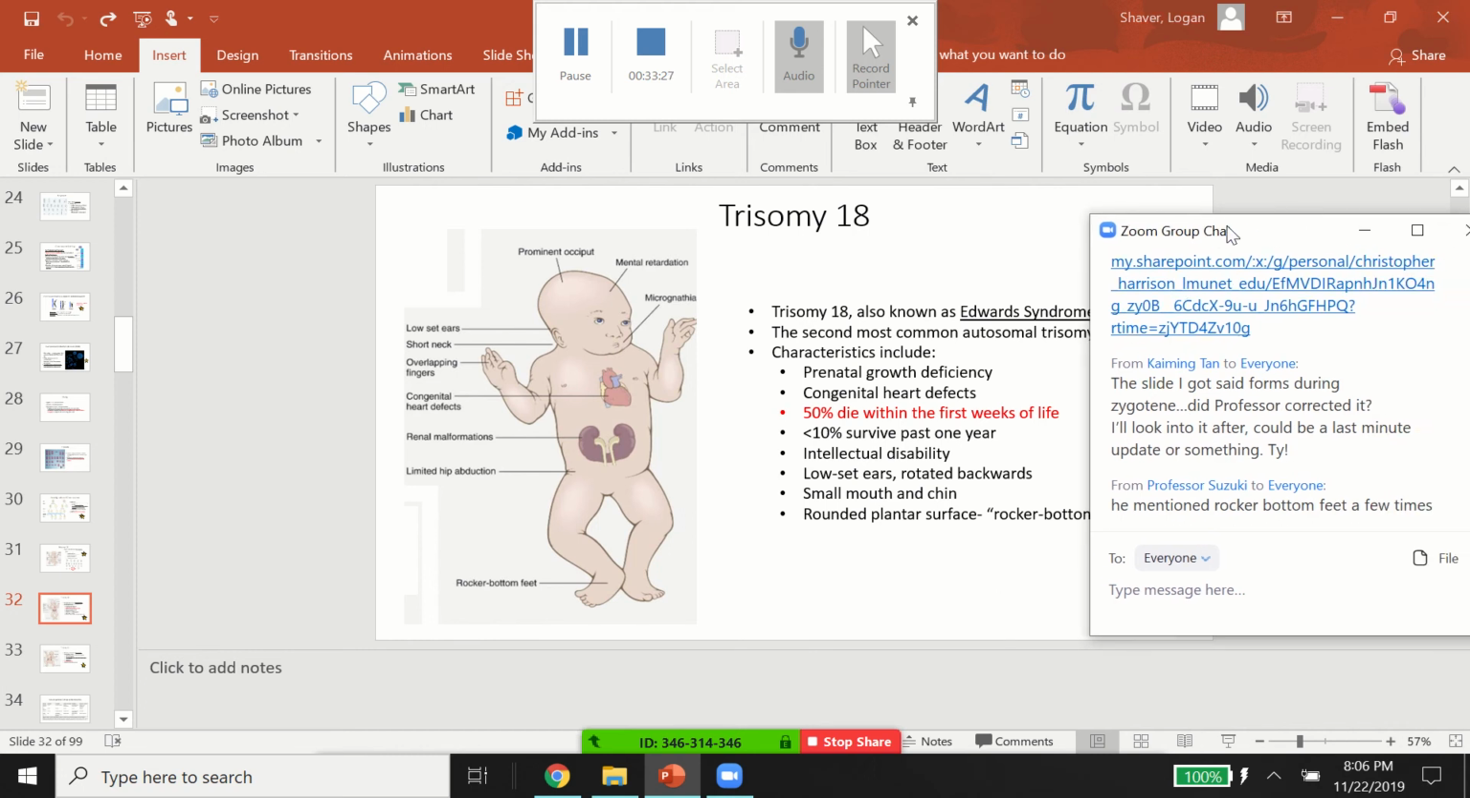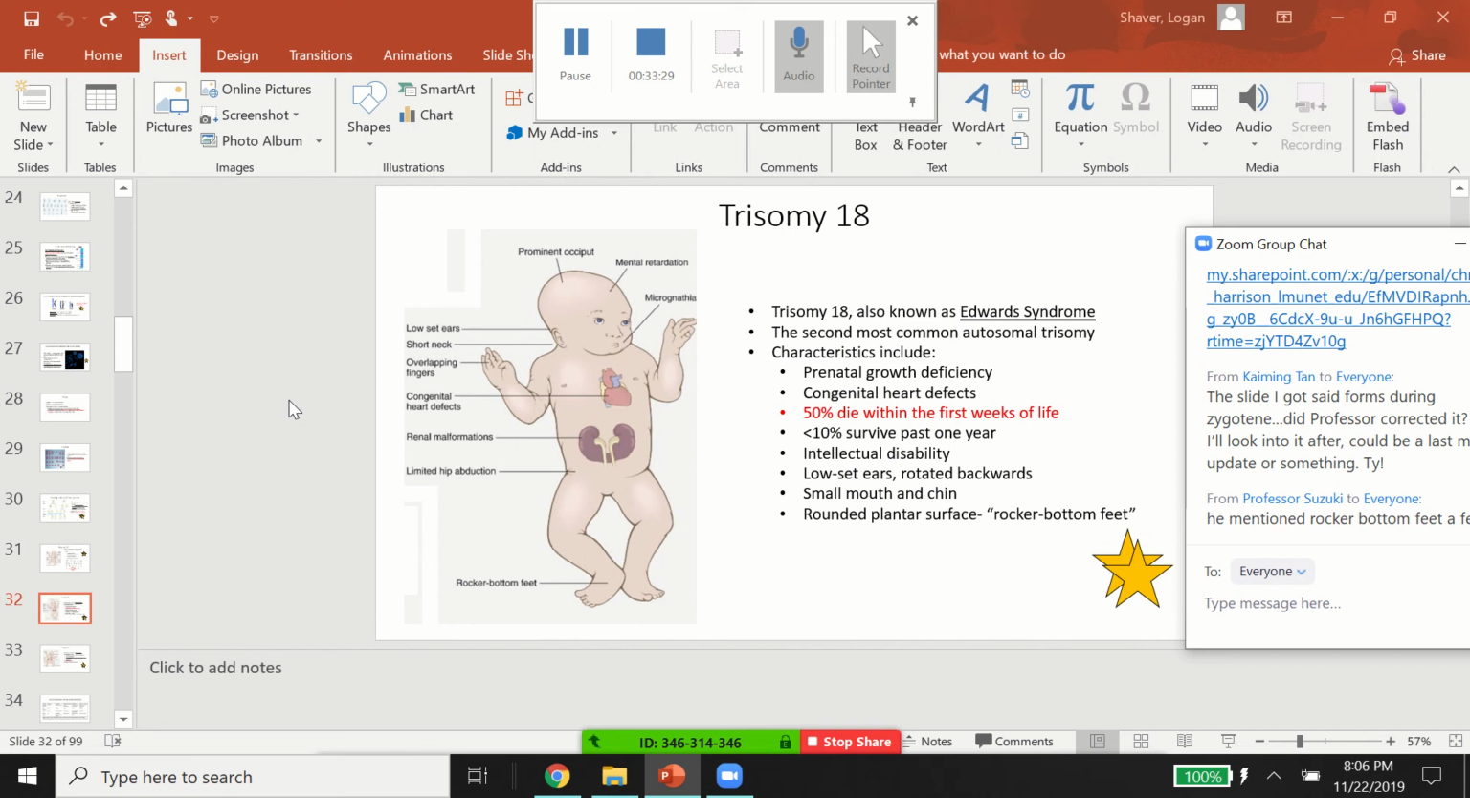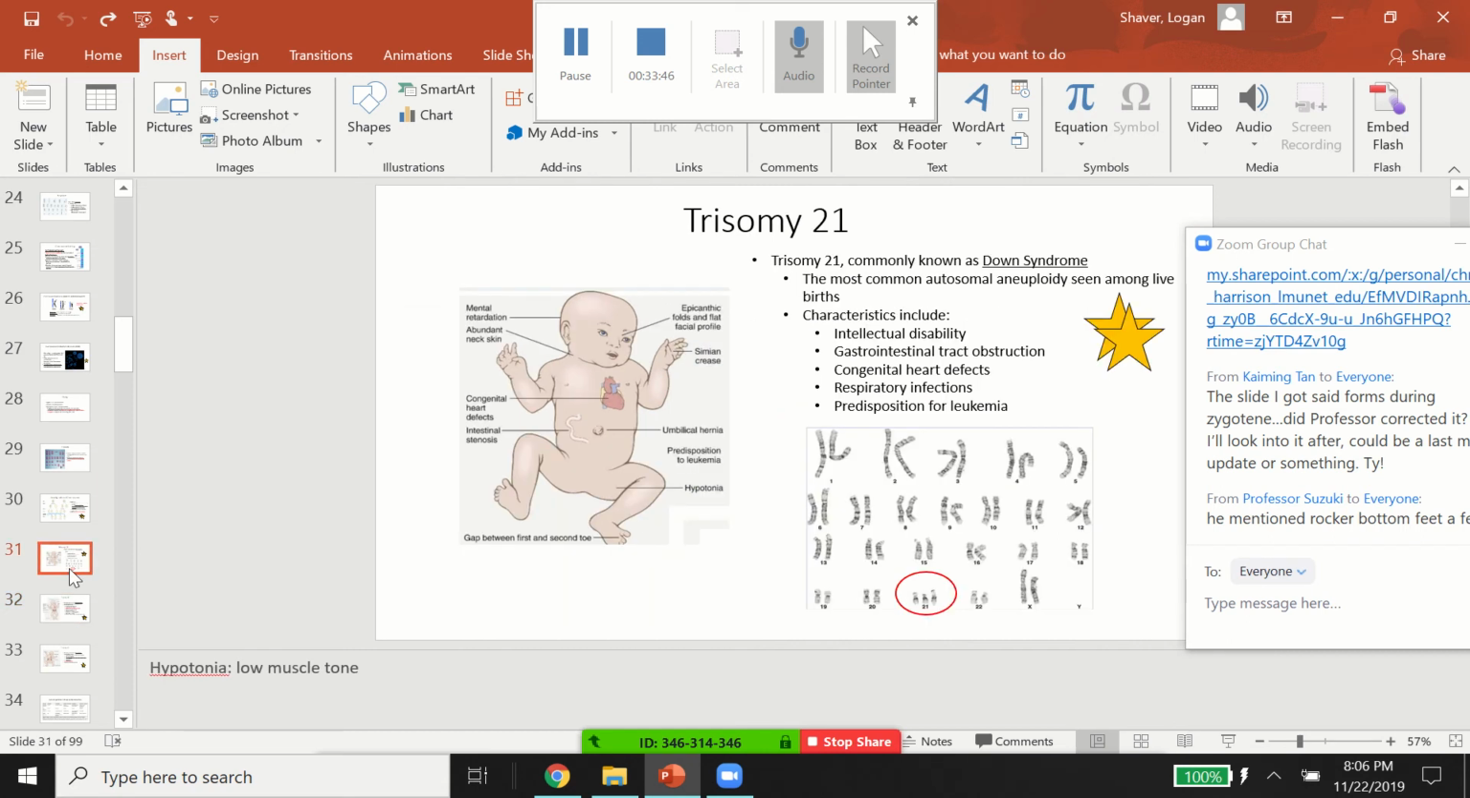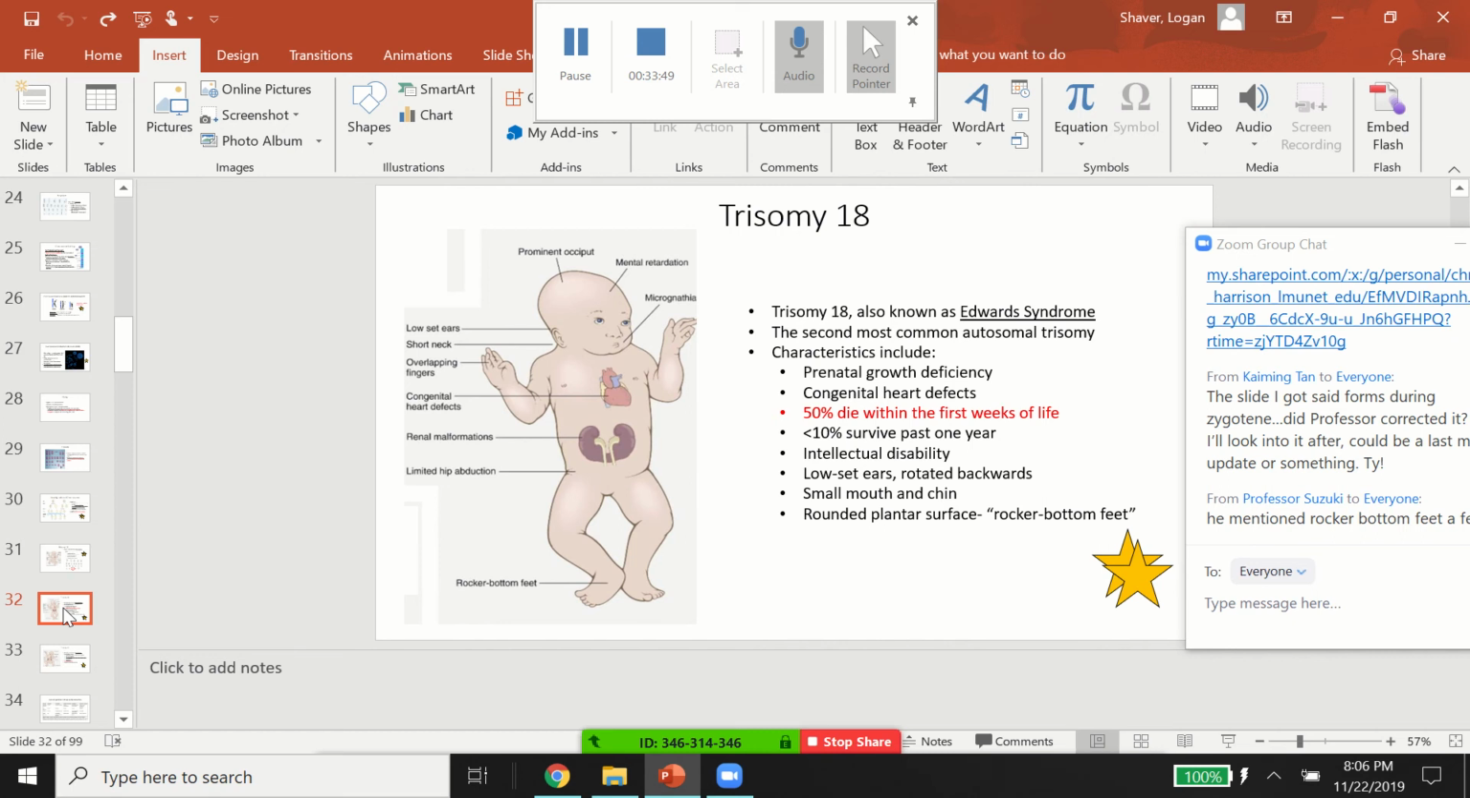Oh yeah, Rich mentioned rocker bottom feet a few times. Like I said, it's just nice to think about stuff that's super easy to differentiate these. So that's why I typically think of those 3, because mental retardation, right? You already have that with trisomy 21, so it doesn't really help you to remember. You also have congenital heart defects as well. A whole lot of these things kind of overlap. So that's why I typically think of micrognathia, low set ears, and rocker bottom feet with trisomy 18.